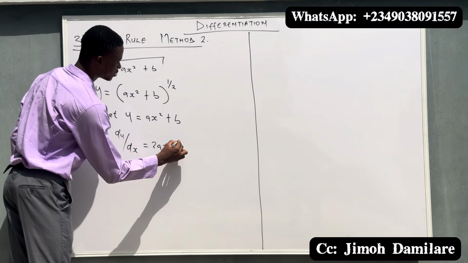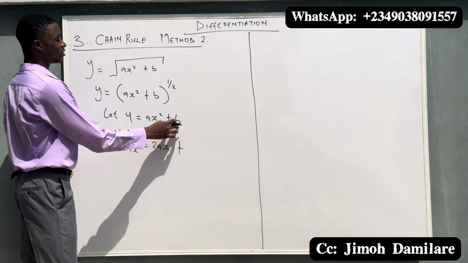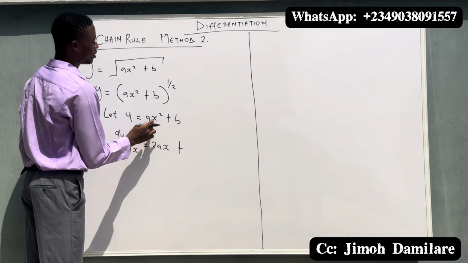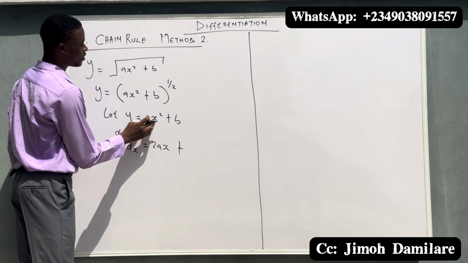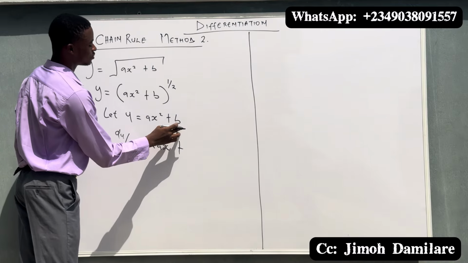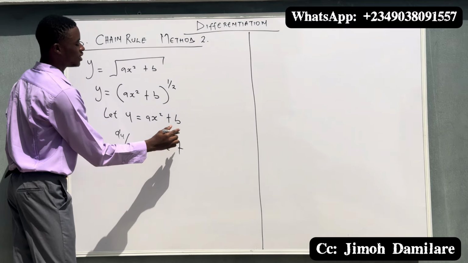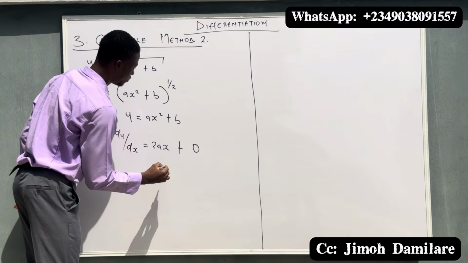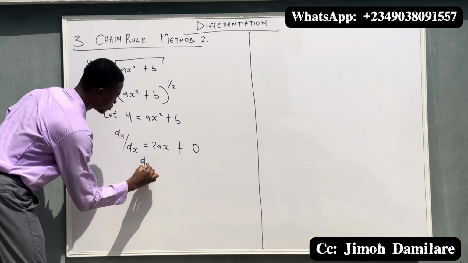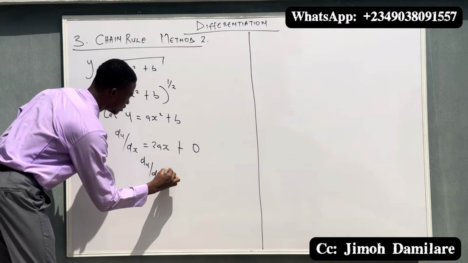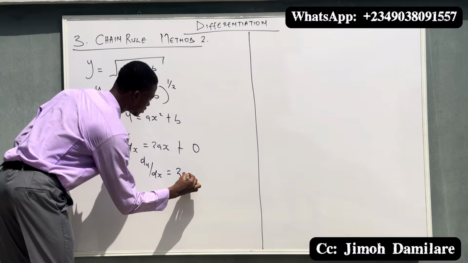So we have 2ax plus b. This b is standing as a constant because it doesn't have any x variable. So when you differentiate the constant, you are going to get 0. So we can now say our du over dx is equal to 2ax.